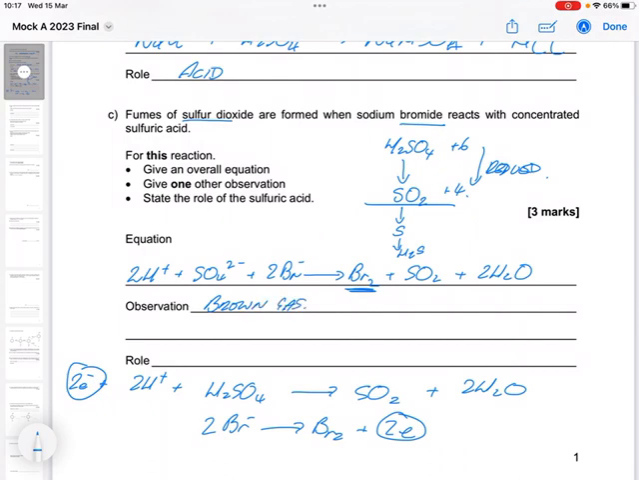So observations are what you see, and I'm sure some of you will have written that you get a choking gas. That is not what you observe. Okay, so an observation is what you see. So brown gas or brown fumes or orange fumes, or something along those lines. And then the role of the sulfuric acid then. If the sulfuric acid is itself reduced, then that makes it an oxidizing agent. Okay.